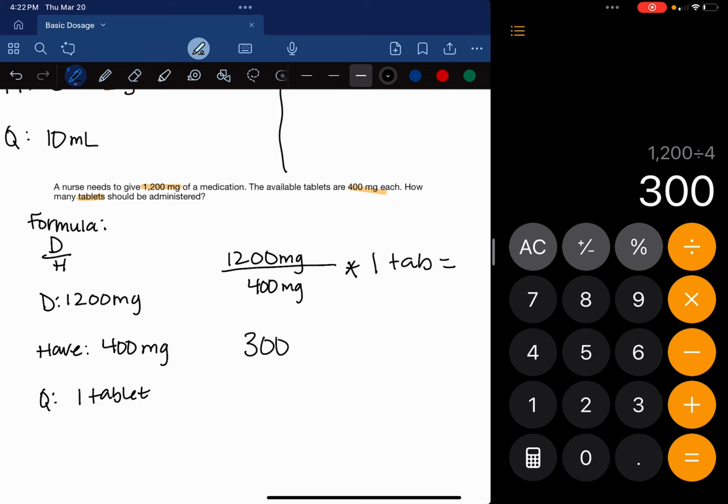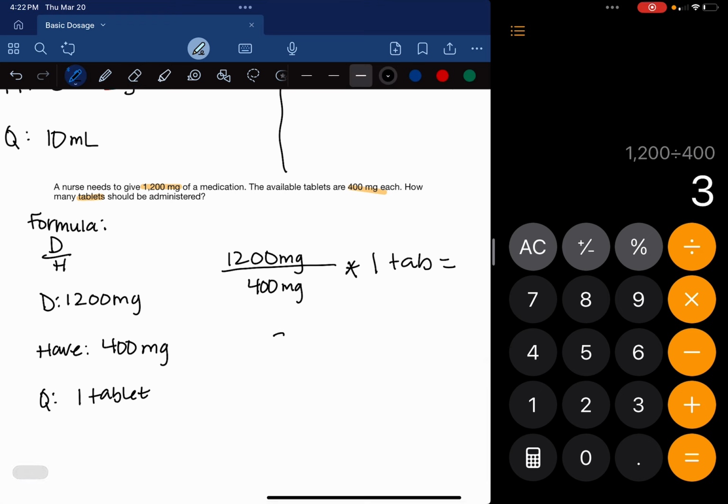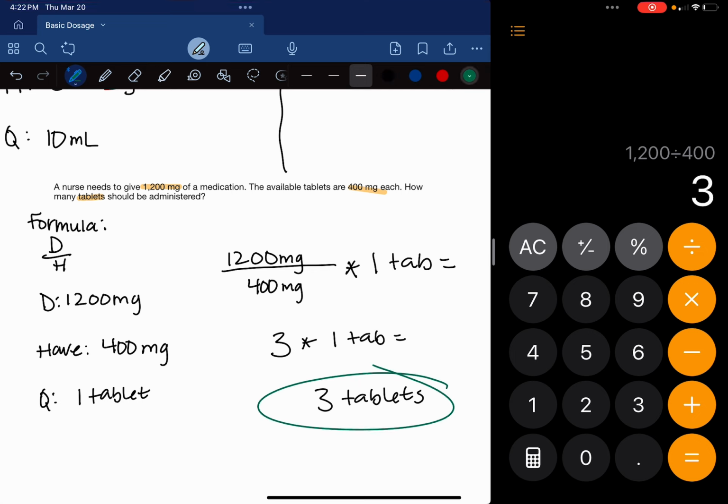Oh, sorry. I don't know what I'm talking about. Okay, I put that in wrong. But we know it's 3. 1,200 divided by 400 is 3. times 1 tablet is 3 tablets. So you need to give them 3 tablets so that way they can get 1,200 milligrams. And that's all, folks. It's really that easy.